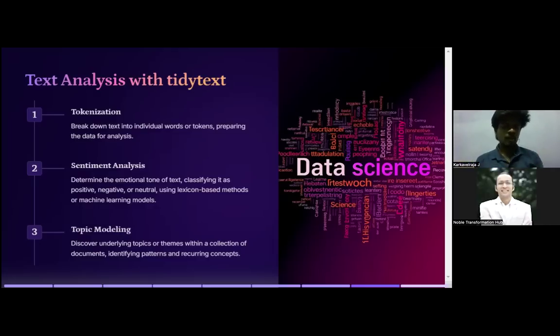Next, topic modeling. It is very popular now. Discover underlying topics or themes within a collection of documents, identifying patterns and recurring concepts. Based on the documents we have collected, we create embeddings, and from that we create underlying topics or themes based on the entire document. This is also a growing field, guys. So these are the things we can do using this library. Yes, sir, over to you.